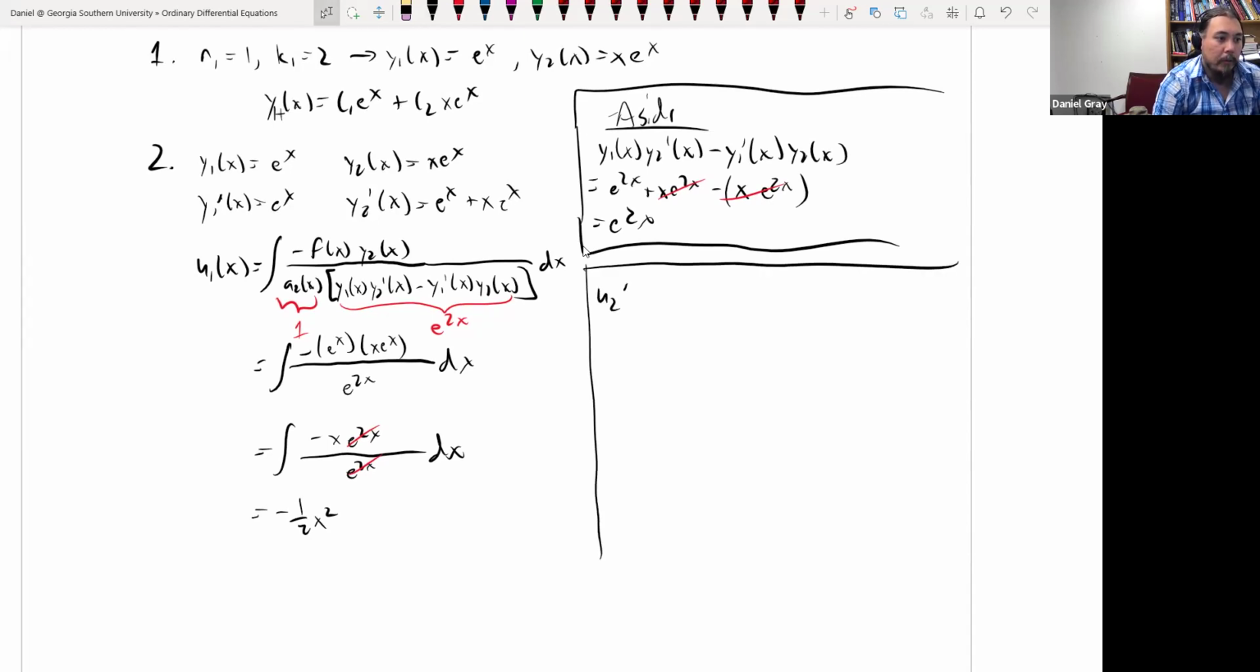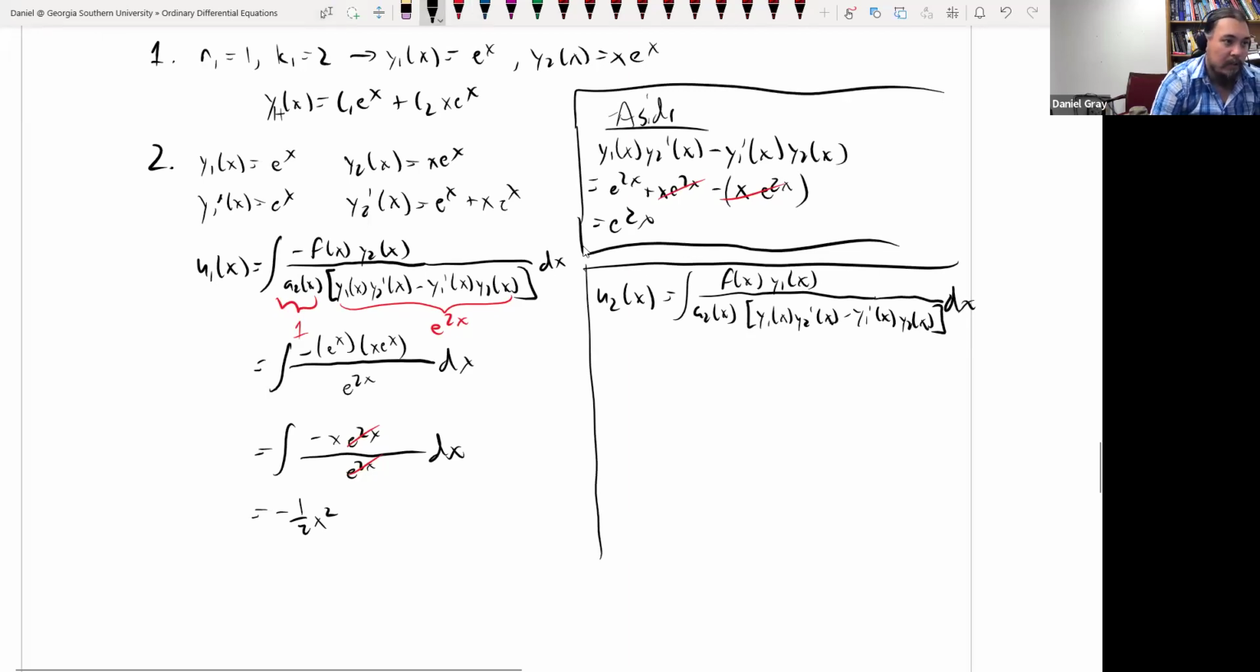Okay, and I'll write out the formula for that. It looks very much the same, except up top, instead of a negative, I have a positive f of x times y1 of x. Down below is exactly the same denominator. Okay, so y1 of x, y2 prime of x, minus y1 prime of x times y2 of x dx. And feel free to write this formula on your cheat sheet for the exam. Remember, you get a one-page cheat sheet.